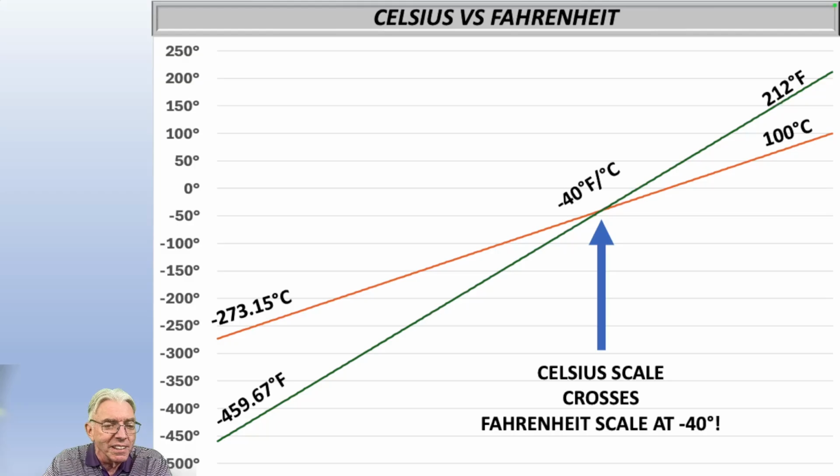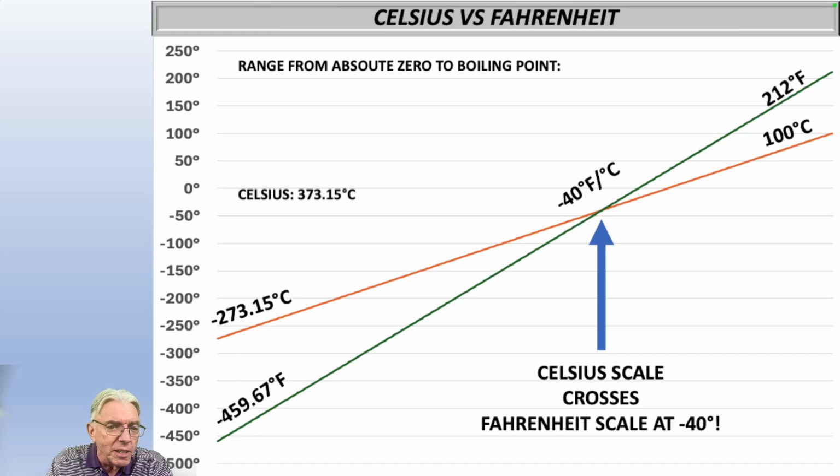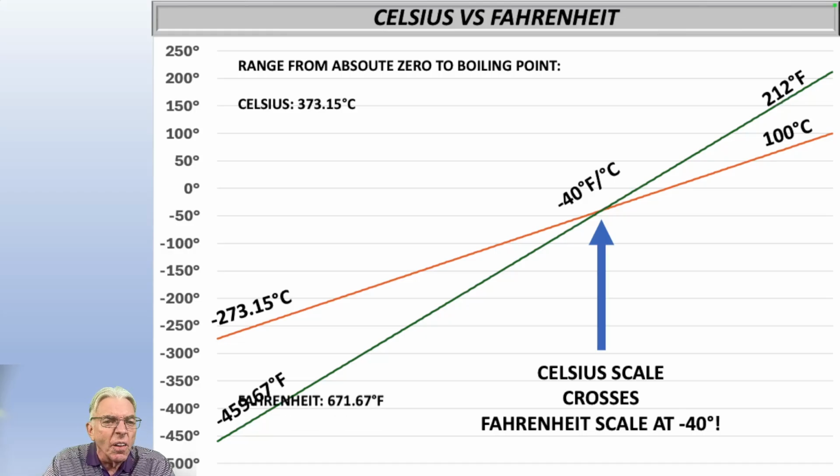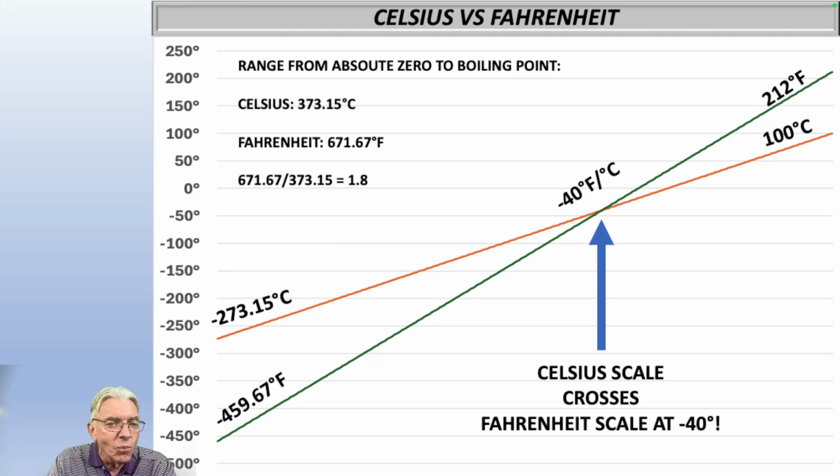And what's really interesting, I thought, is that if you look at the range from absolute 0 to the boiling point, in Celsius, it is a range of 373.15 degrees, but on the Fahrenheit scale, it is a range of 671.67 degrees. And guess what happens if you divide 671.67 by 373.15? You get 1.8. And that number, of course, was in the conversion formula going from Celsius to Fahrenheit. So it all works out mathematically, okay?